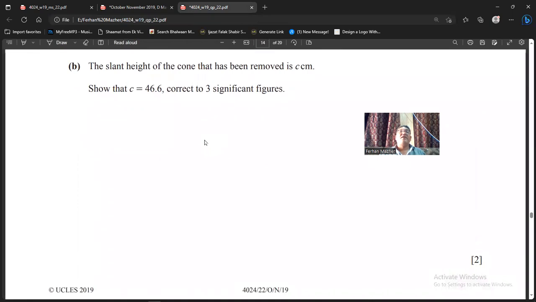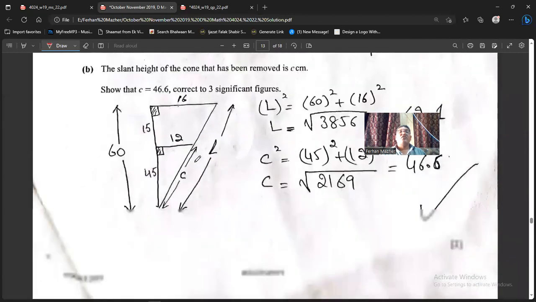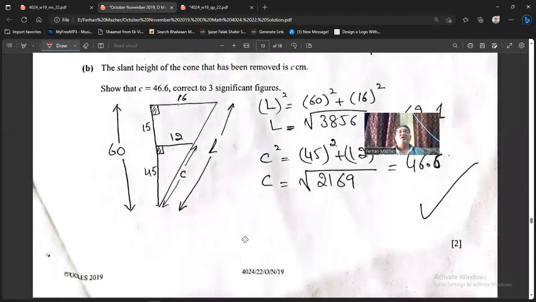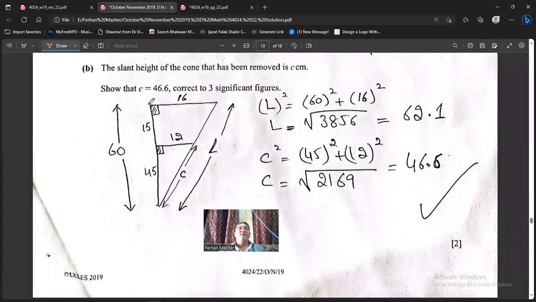Question number 8 B part. The slant height of the cone that has been removed is C centimeter. Show that C is 46.6, correct to 3 significant figures. Okay, so I can find the slant height of the big cone, but their question is to find the slant height of this small cone. So remember these right angle triangles. I will apply Pythagoras here. So C square will be equal to 45 square plus 12 square.